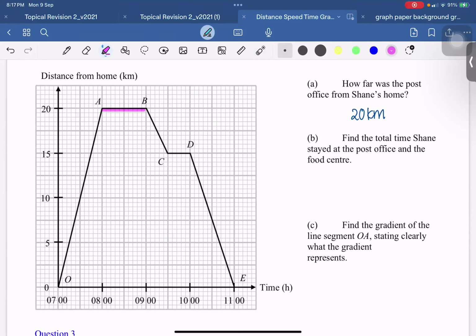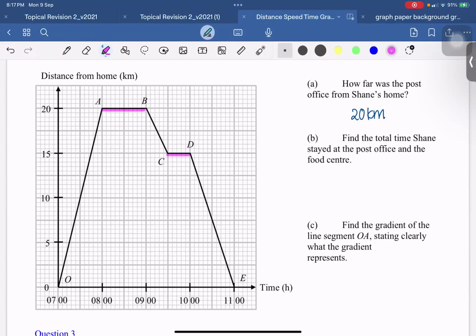And where's the food center? B to C, B to C is traveling. Where did he stop? C to D. C to D. So he sits down there and eats, right?